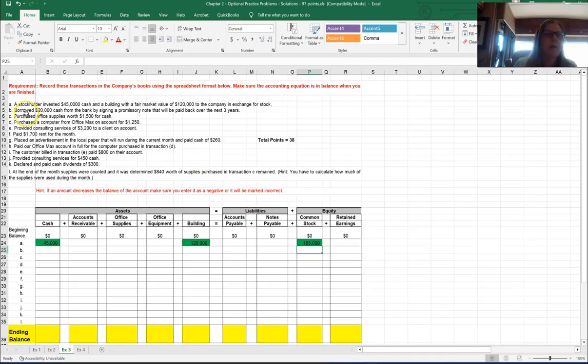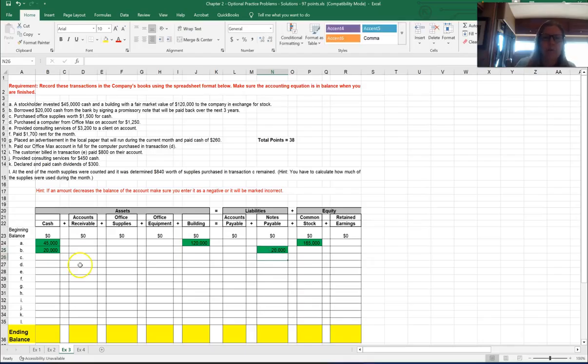Part B, we borrowed $20,000 cash from the bank by signing a promissory note that will be paid back over the next 3 years. So if we borrow money from the bank, they're going to give us a check. We're going to put it in our checking account, so our cash is going to go up by $20,000. We did something to the assets, so we have to do something over here. And it says we signed a note. So whenever it says a note, that's going to be notes payable, not accounts payable. So our notes payable, our liabilities, are going to go up by $20,000 as well.